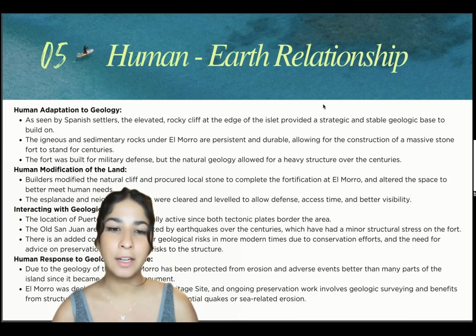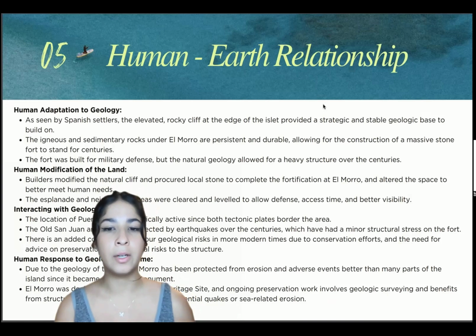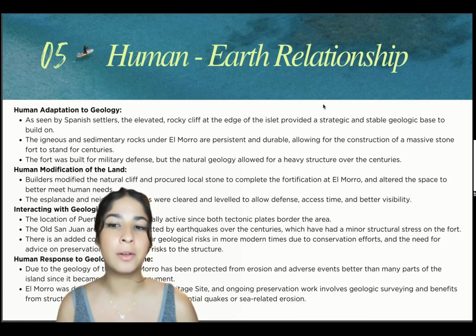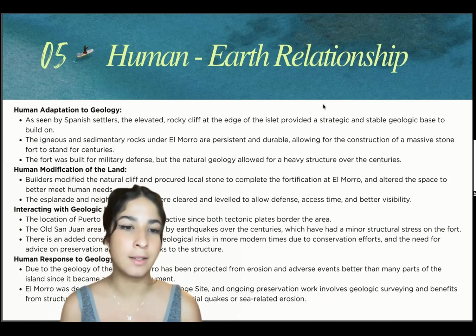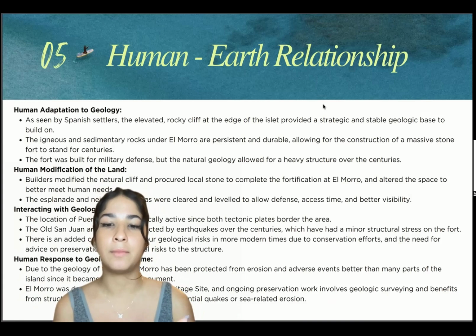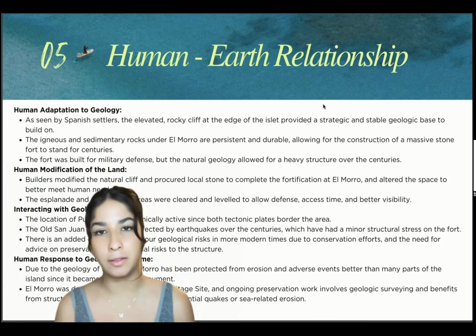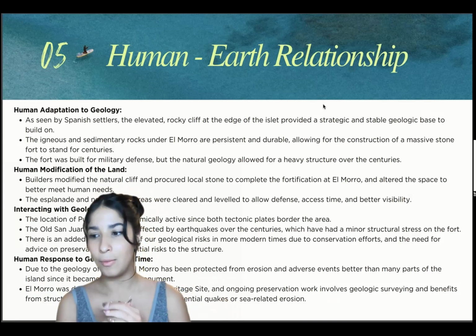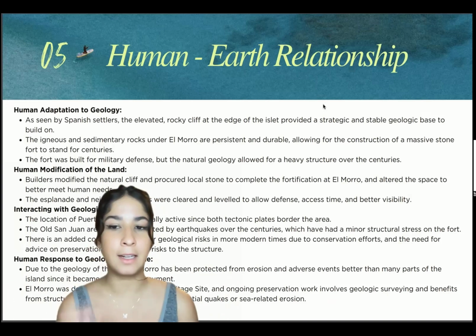Builders did modify the natural cliff and produce a local stone to complete the fortification of El Morro and altered the space to meet human needs. The neighboring areas were cleared and leveled out to allow defense access time and better visibility. Again, they just wanted to be able to see from all sides any attack that could come.